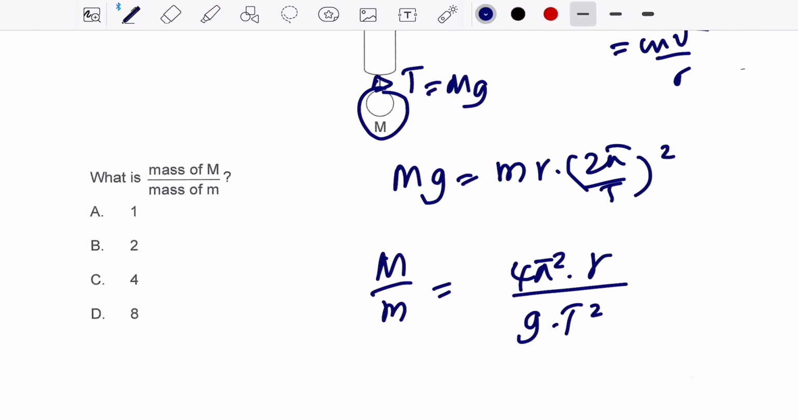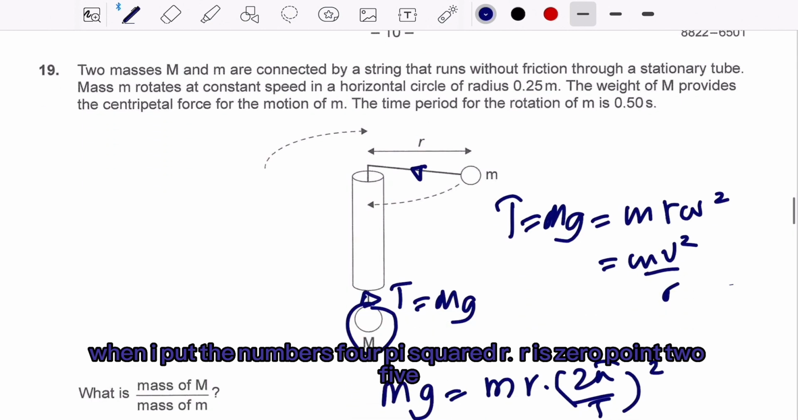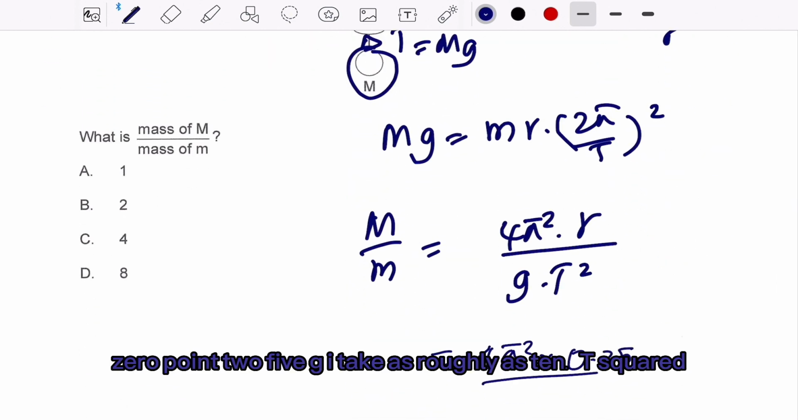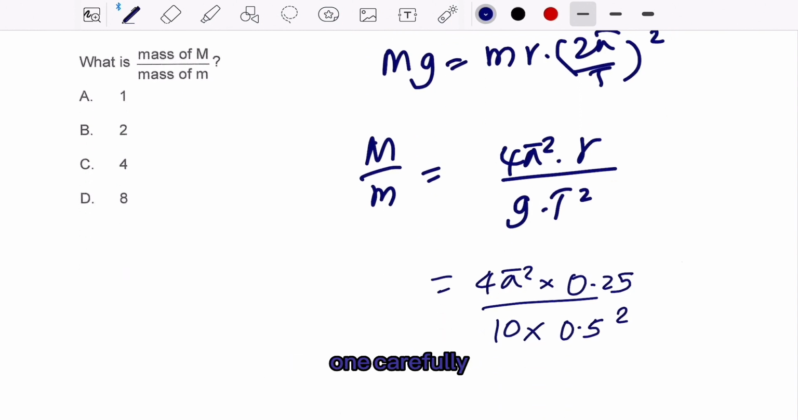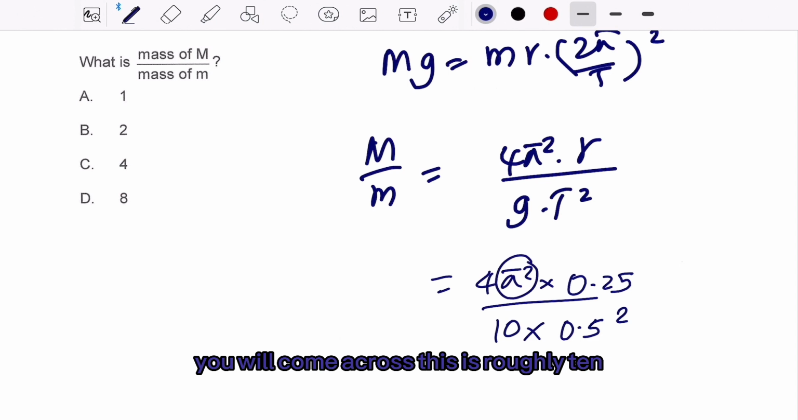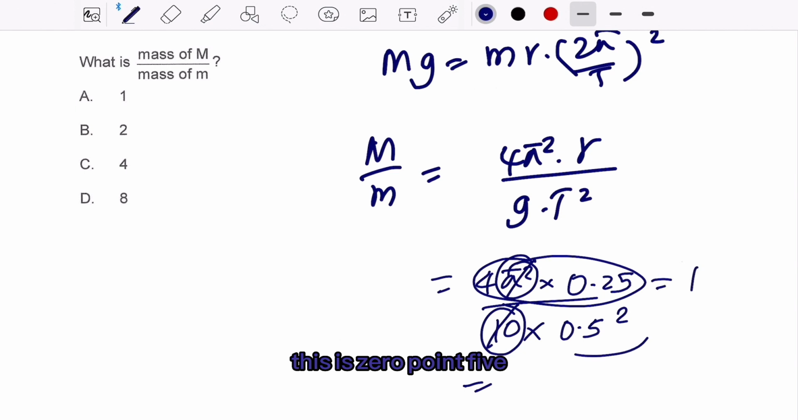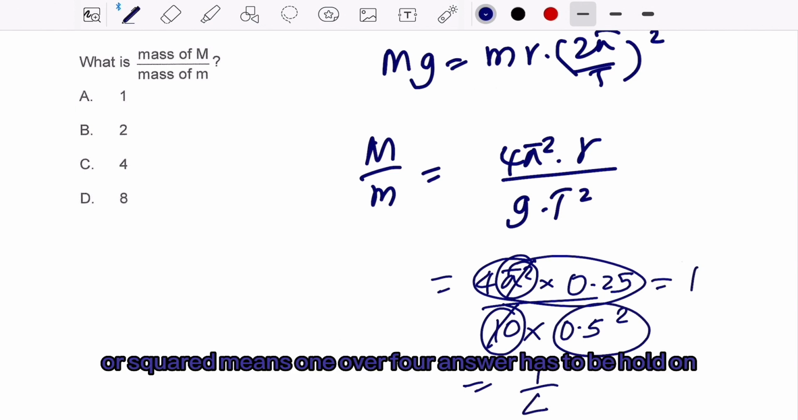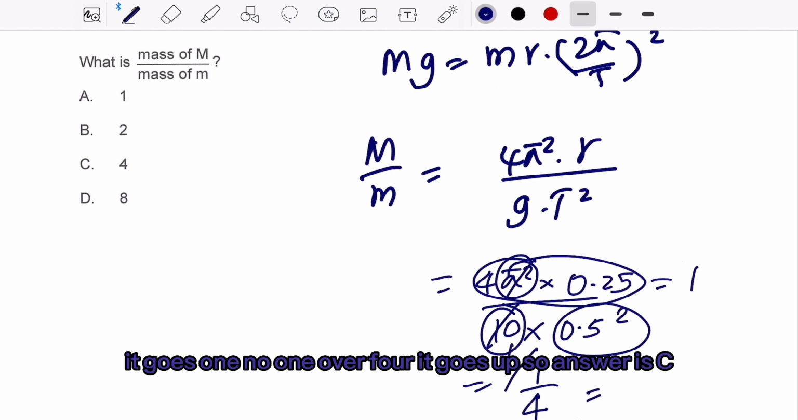Let's put in the numbers. 4 pi squared r is 0.25, g I take as roughly 10, and t squared is 0.5 squared. If you look at this carefully, this is roughly 10, and 4 times 0.25 is 1. This 0.5 squared means 1 over 4. Answer has to be, hold on, this is 1 over 4, it goes 1 over 1 over 4, it goes up, so answer is C.